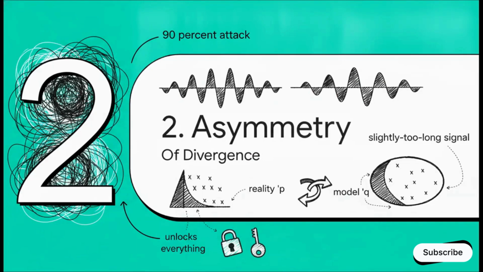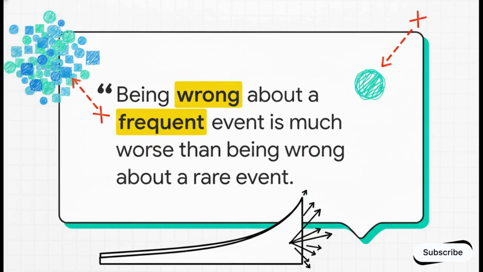Which brings us to Section 2, the asymmetry of divergence. Here's the twist that honestly trips up a lot of engineers, but getting this unlocks everything. What happens if we swap the distributions? What if reality P is 90% attack and your model Q is 50% attack? Well, you'd use a balanced codebook, but you'd be heavily penalized. This perfectly illustrates our next point.